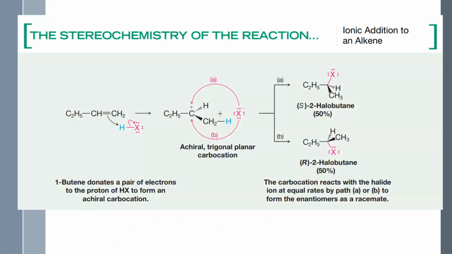An example: here you have propene, and then 1, 2, 3, so you have your butene here. You have your HX. Again, the carbon will add two hydrogens using the pi electrons. You get your carbocation here, so you have a planar carbocation. Your halide can react with this above and below the plane. This is your achiral trigonal carbocation.